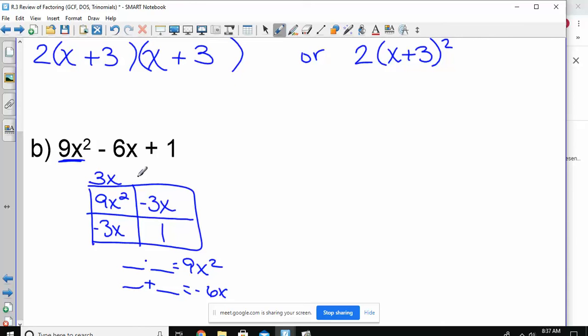-3x and 1, since the first one is negative, we take out -1. 9x squared and -3x, we would take out 3x. -3x and 1, take out -1. So this is 3x minus 1 times 3x minus 1, or we could write that as 3x minus 1 squared.